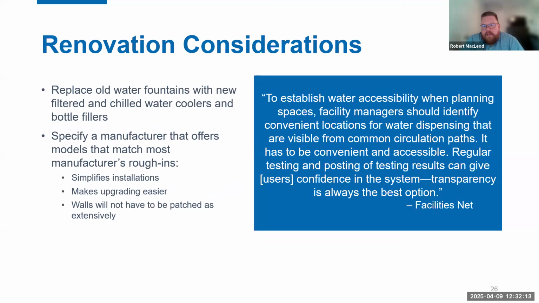When upgrading outdated infrastructure inside your buildings, you will want to replace old water fountains with new filtered, chilled water coolers and bottle fillers. To establish accessibility when planning spaces, facility managers should identify convenient locations for water dispensing that are visible from common circulation paths. It has to be convenient and accessible. Regular testing and posting of testing results can give users confidence in the system. Transparency is always the best option.